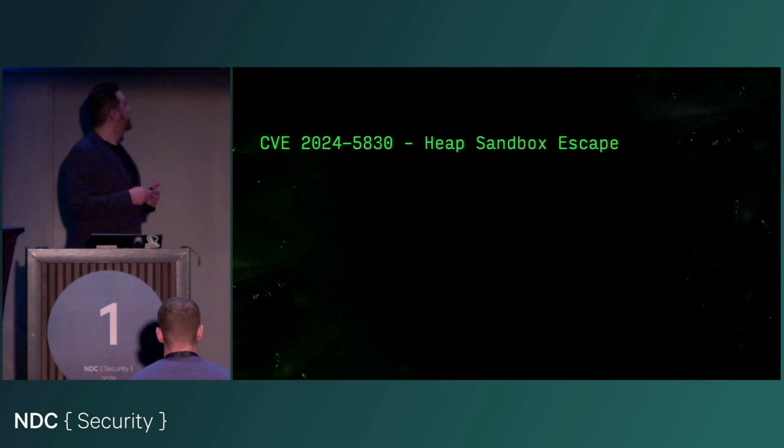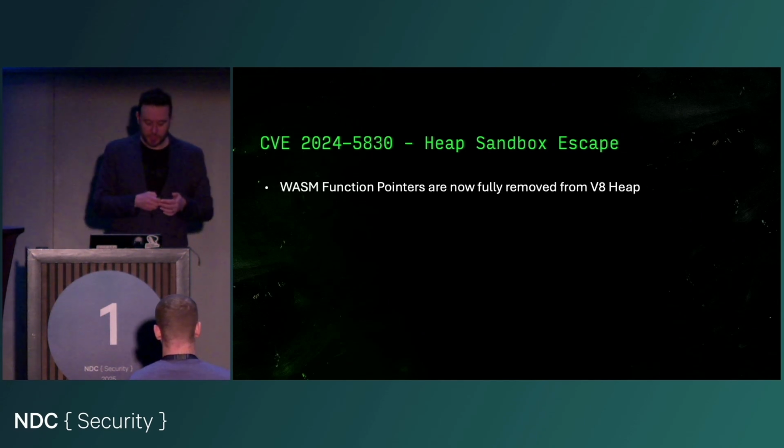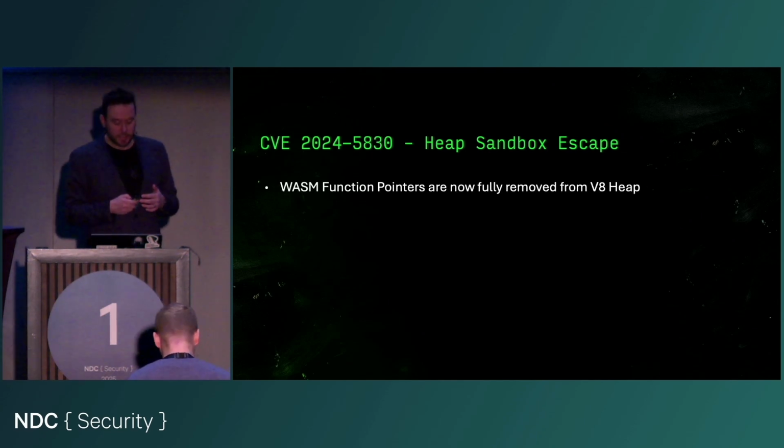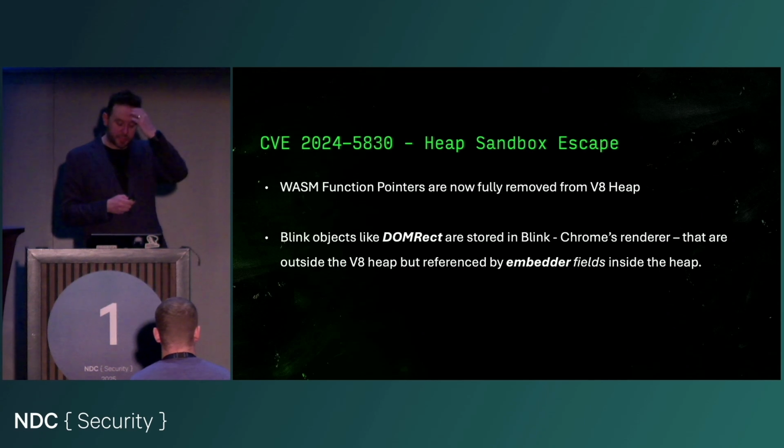With the new recent version of the Heap Sandbox, we don't have WASM function pointers anymore. So we had this in the last version, from the previous bug, but we don't have WASM pointers anymore. They're fully removed from the V8 heap. However, the V8 heap is only one part of the picture this time, so we need to be more creative. At runtime, we have other objects outside the heap that we can abuse.